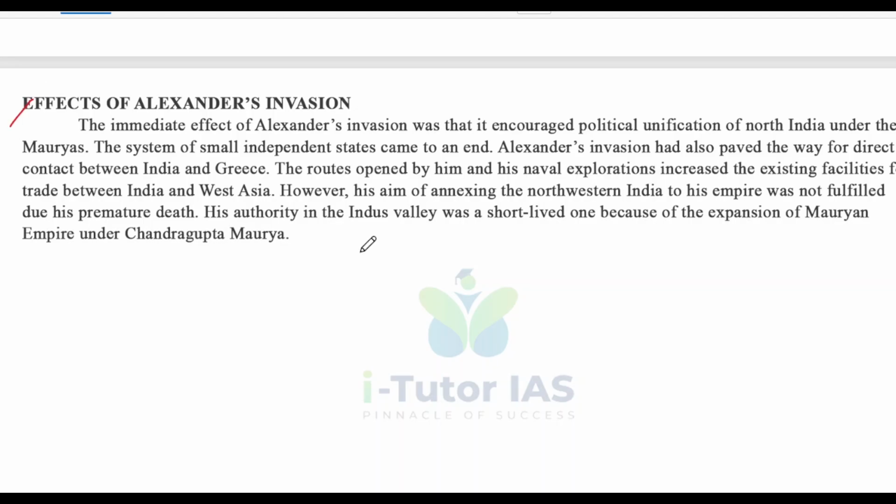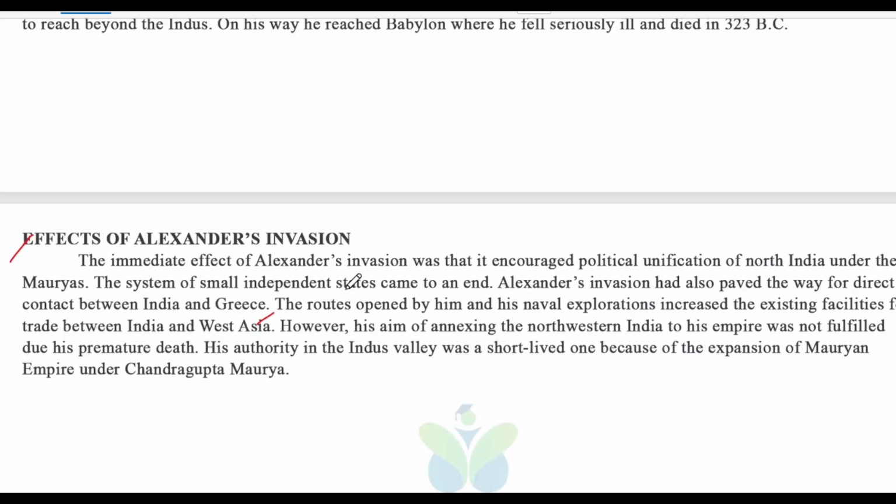The routes opened by him and his naval exploration increased the existing facilities for trade between India and West Asia. However, his aim of annexing northwestern India to his empire was not fulfilled due to his premature death, and his authority in the Indus Valley was short-lived, also because of the expansion of the Mauryan Empire under Chandragupta Maurya. So that is the end of Alexander's era, and this is all about the Mahajanapadas.